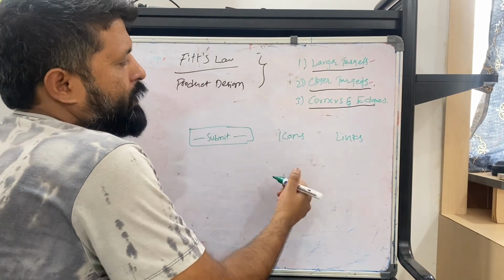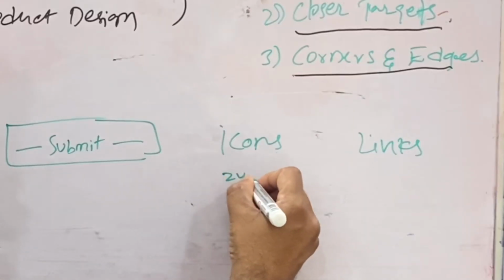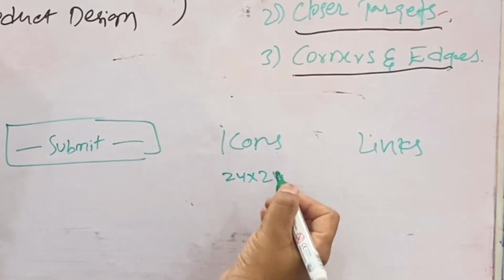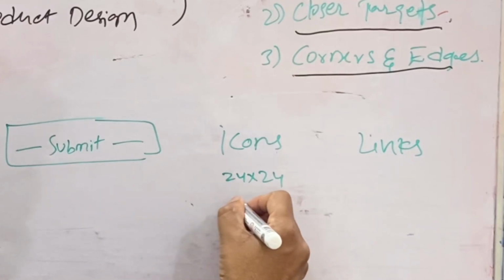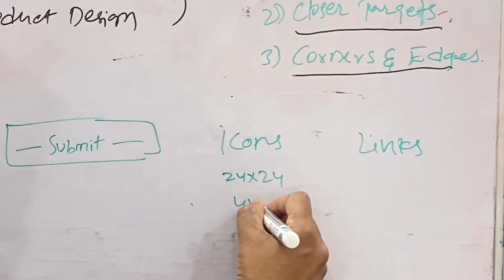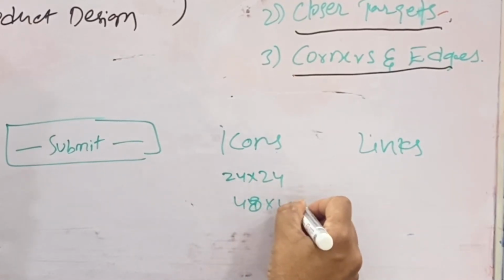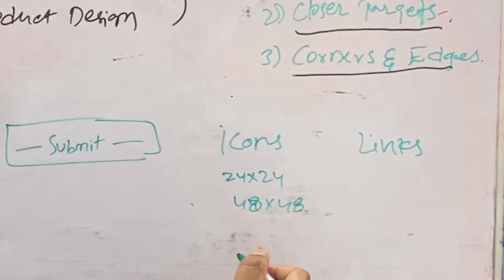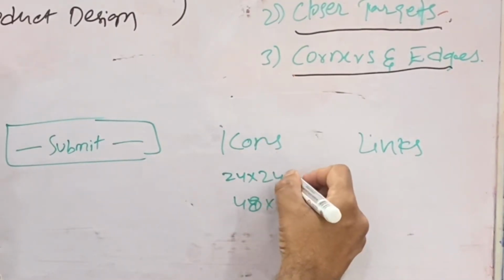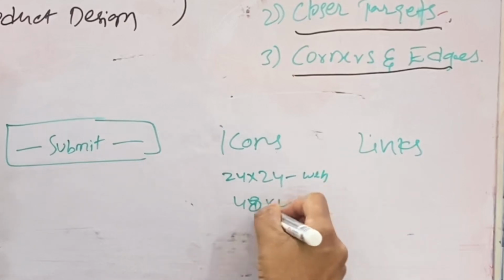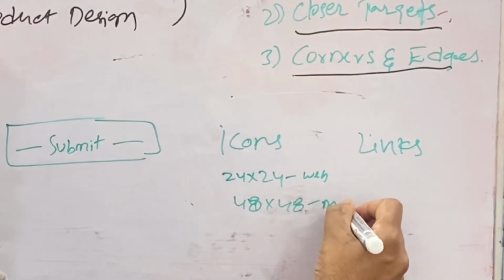Icons. There are standards for icons as well. For web, we have to use 24 pixel by 24 pixel. For mobile, we have to use 48 pixel by 48 pixel. These are the standards we should follow while creating icons. For the web, 24 by 24. For the mobile, 48 by 48.